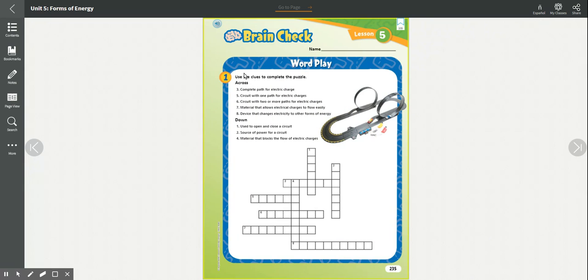On this page, this is a word play. It's a crossword puzzle. If you need help with this, just raise your hand and I'll come around and help you. All of these words are in your reading today. If you just flip back in your book, or you can flip through this video.